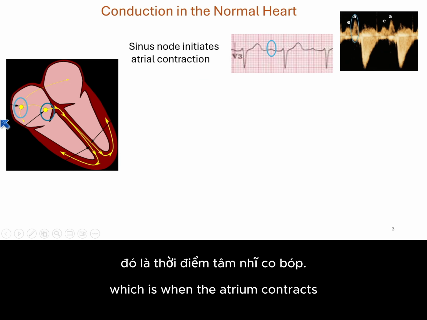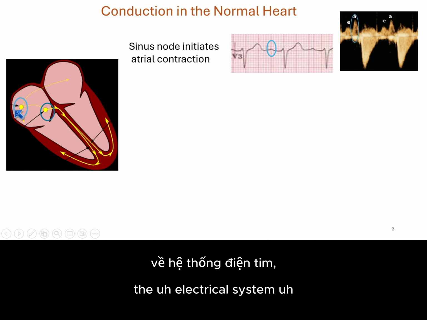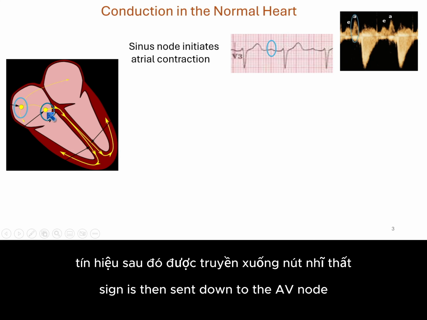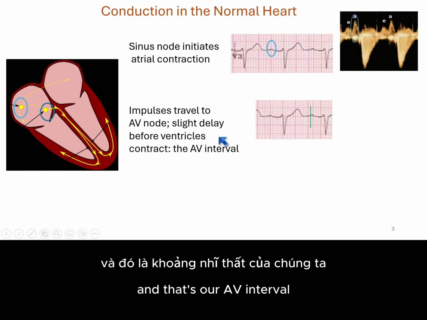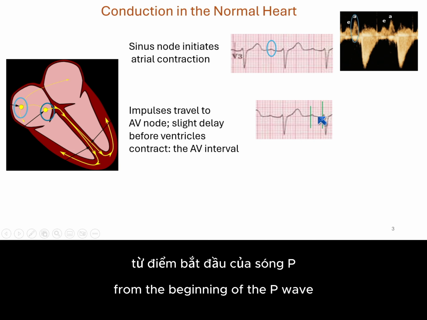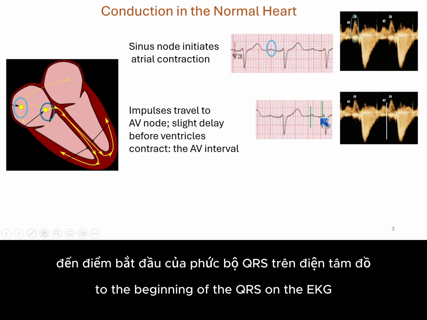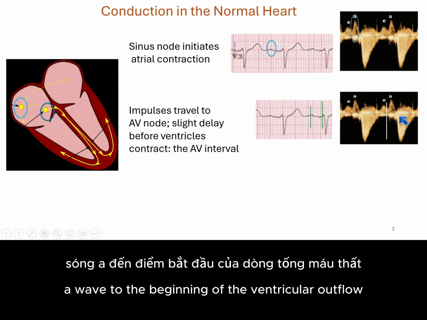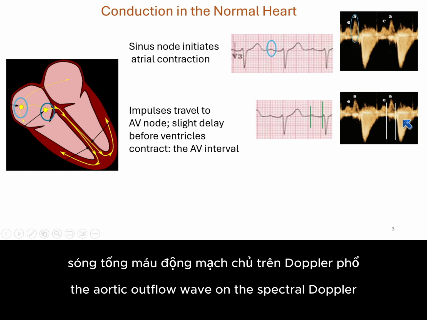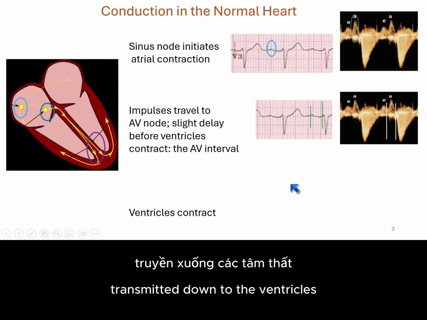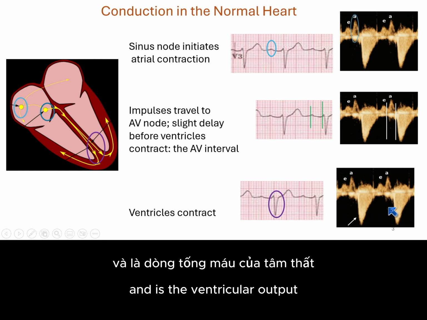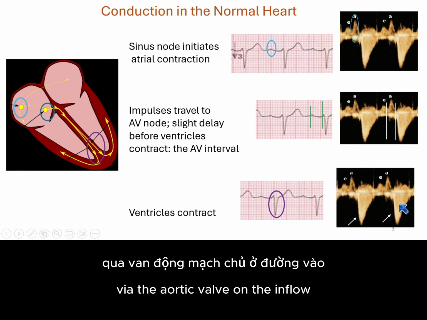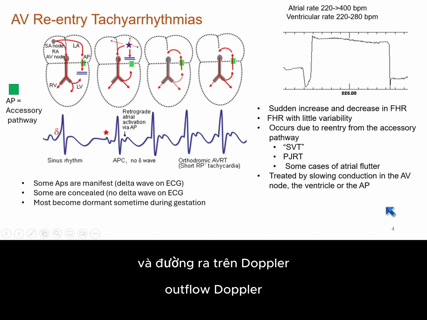when the atrium contracts. The electrical signal is then sent down to the AV node, which slows it down, and there's a slight delay before the ventricles contract, and that's our AV interval, which is the measurement from the beginning of the P wave to the beginning of the QRS on the EKG, and similarly from the beginning of the A wave to the beginning of the ventricular outflow, the aortic outflow wave on the spectral Doppler. And then the impulse is transmitted down to the ventricles, which contract, which we see as the QRS on the EKG, and is the ventricular output via the aortic valve on the inflow-outflow Doppler.